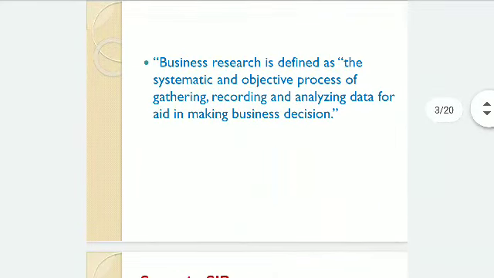So research, you are doing research means re-search. You are researching means everything which is already searched by someone else, you are doing research on that. So business research is defined as the systematic and objective process of gathering, recording and analyzing data to aid in making business decisions. So the aim of the summer internship project is that students should be in a position to take some decisions, because after your MBA you will be future managers, and the main task of a manager is decision making. You will all agree with that.